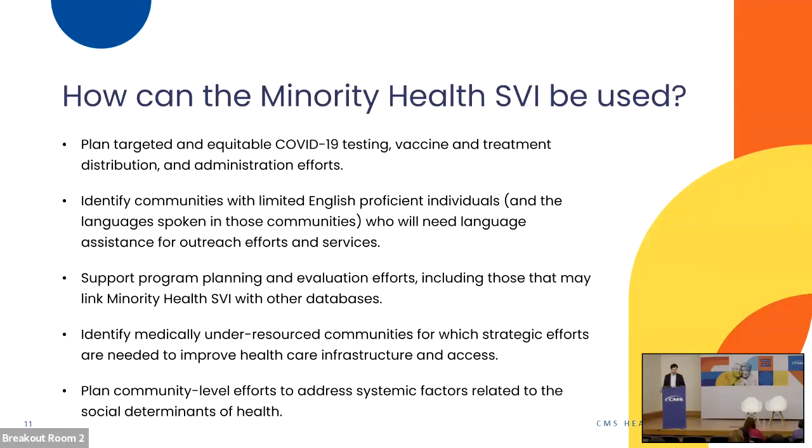to plan community-level efforts to address systemic factors related to social determinants of health, to help decide how many public health and emergency personnel are required to assist people in case of emergencies at the county level, to inform the design of targeted programs and services to address chronic disease disparities, because it does include chronic disease outcomes, and to inform research examining the connections between socioeconomic factors, healthcare infrastructure, and demographic characteristics. So hopefully it starts making that data accessible for research and also helps initiate that conversation.